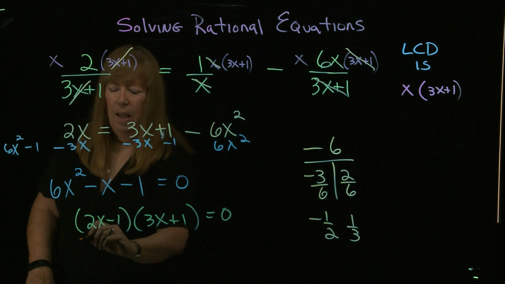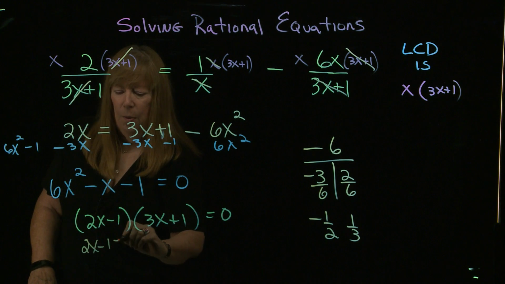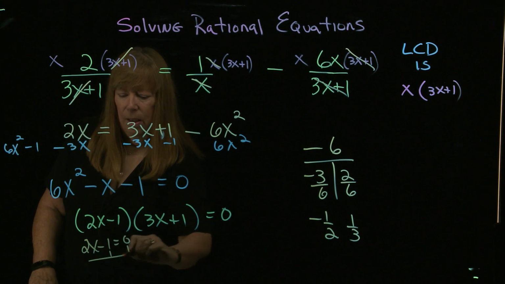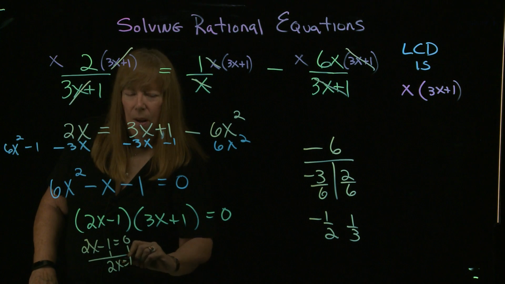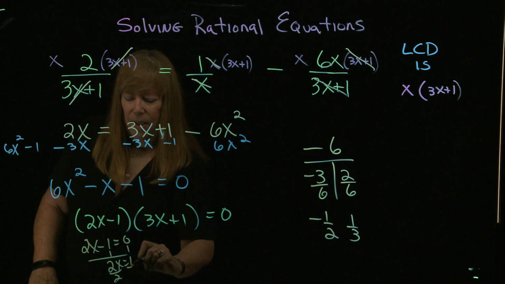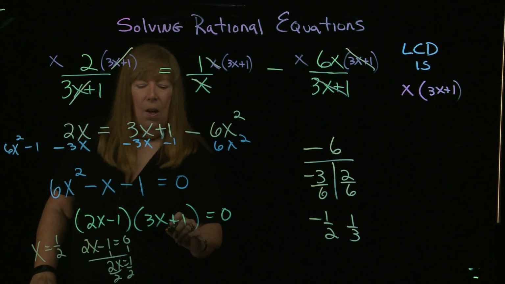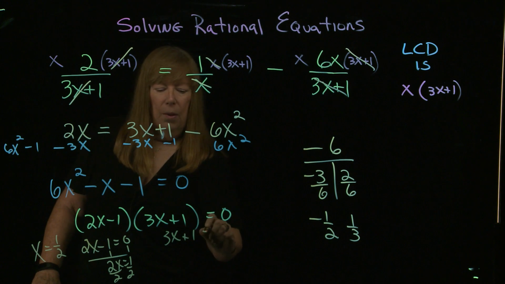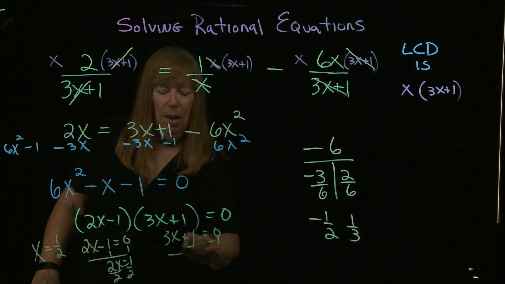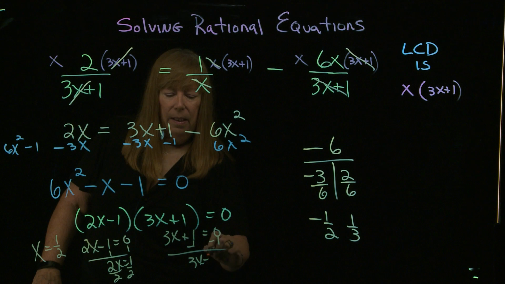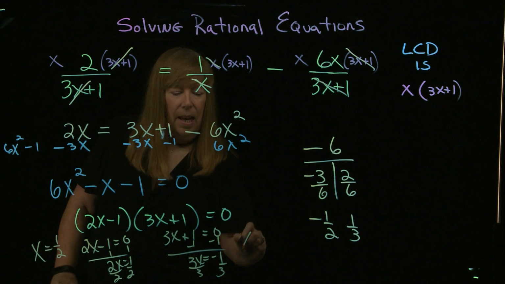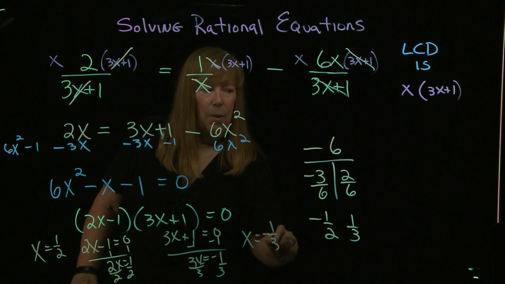Okay, 2x minus 1 equals 0, add a 1, 2x is 1, divide by 2, and x is 1/2. Over here I have 3x plus 1 equals 0, subtract a 1, 3x is negative 1, divide by 3, and I have x equals negative 1/3.